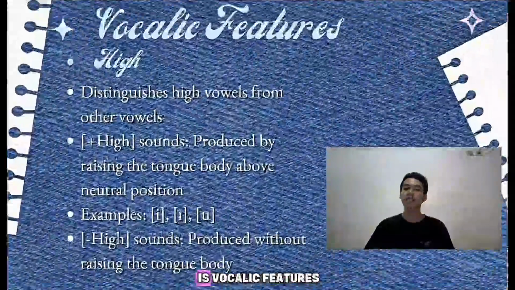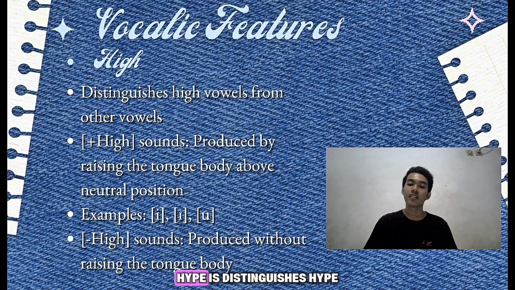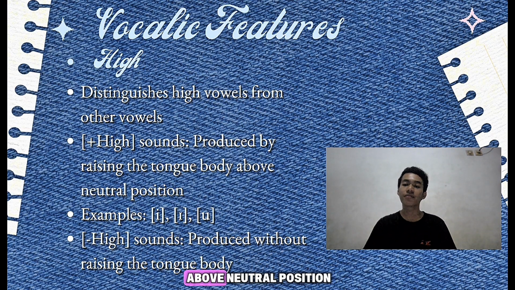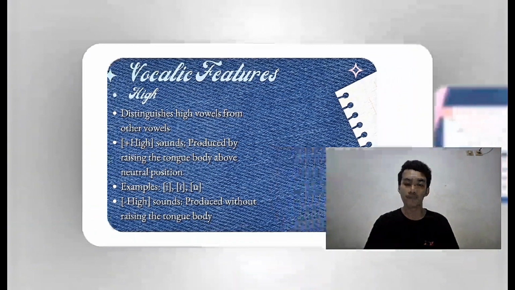The next is the vocalic feature height. This distinguishes high vowels from other vowels. Plus high sounds are produced by raising the tongue body above the neutral position, for example I, E, U. Minus high sounds are produced without raising the tongue body.